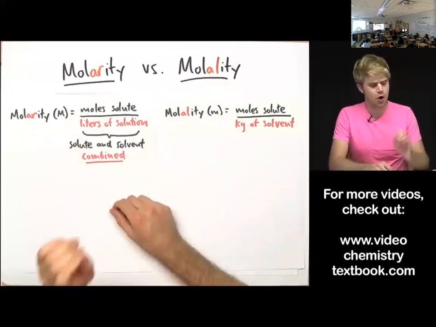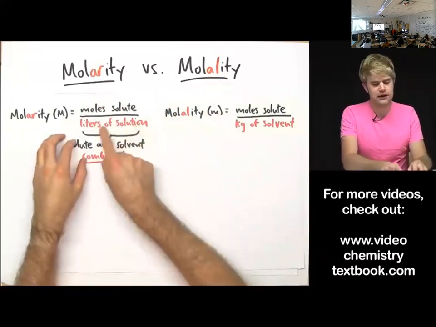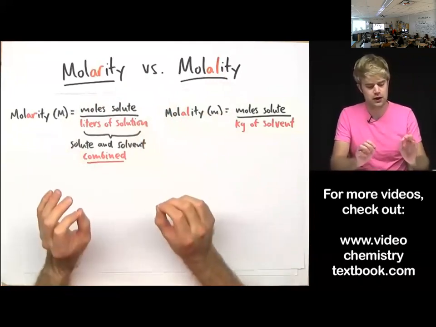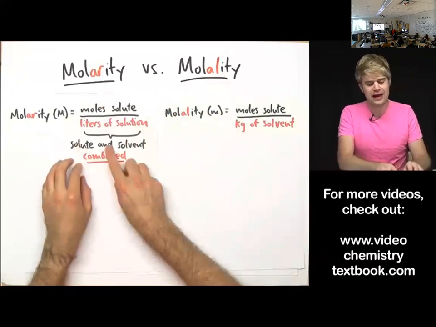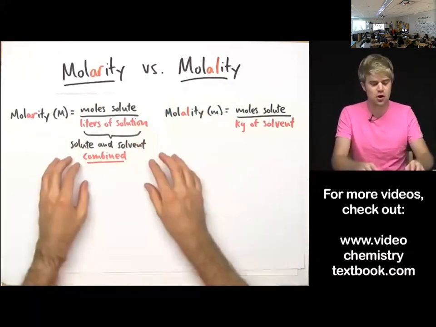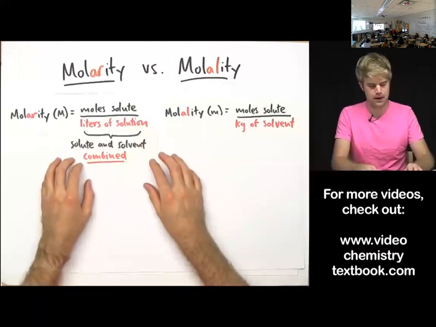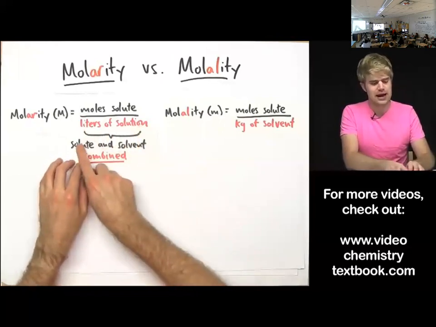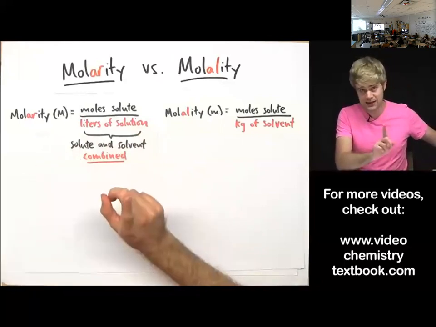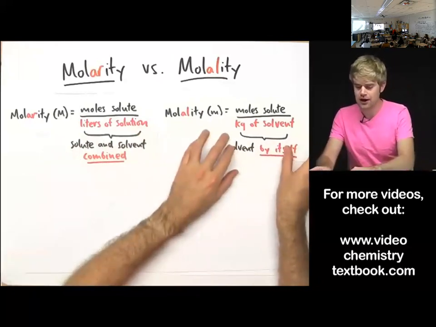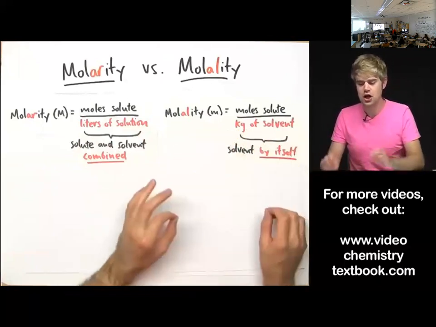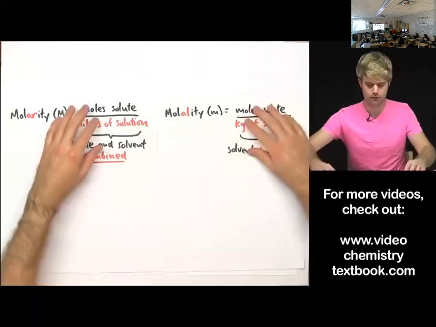Here's the thing. Molarity is about liters of solution. Okay, so the liters of solution here mean the solute and solvent combined. That's what a solution is. It's a solvent and the solute together. So the liters of solution is the solute and solvent combined, whereas in molality, we're talking about the kilograms of solvent. So this is the solvent just by itself, okay?